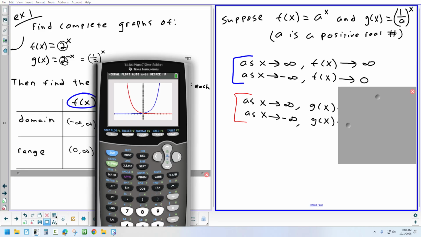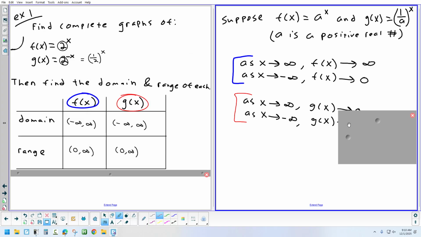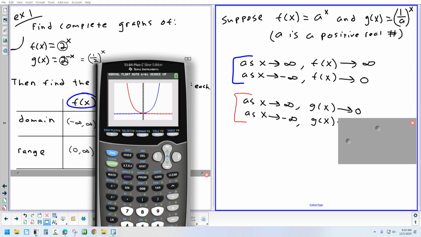Okay, how about the graph in red? What happens as you head to the right for the graph in red? 0. It levels off at a number. In this case, it's 0. How about as you head to the left on the red graph? It goes up to infinity. Yep.